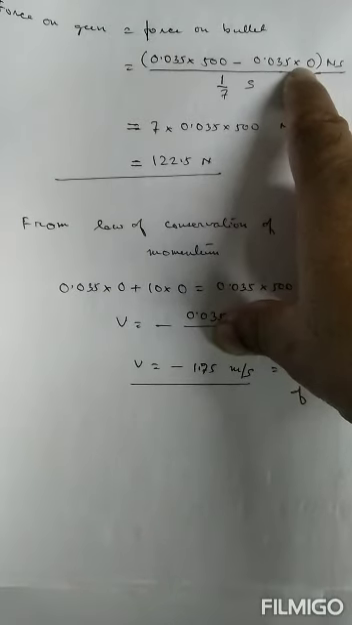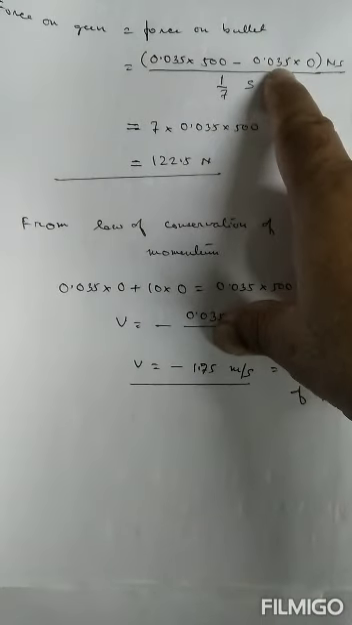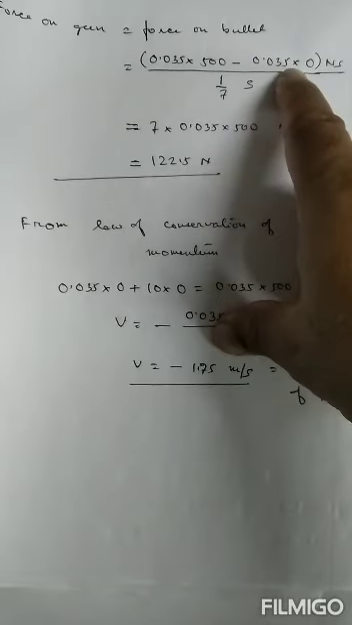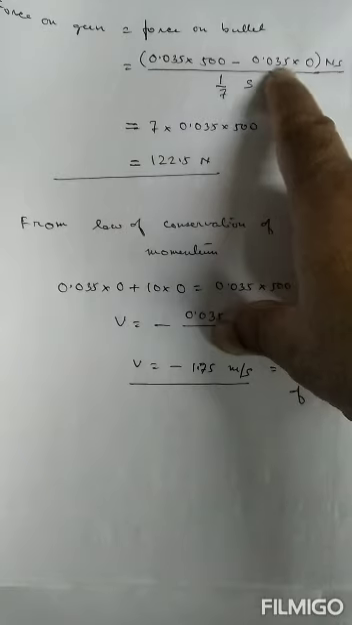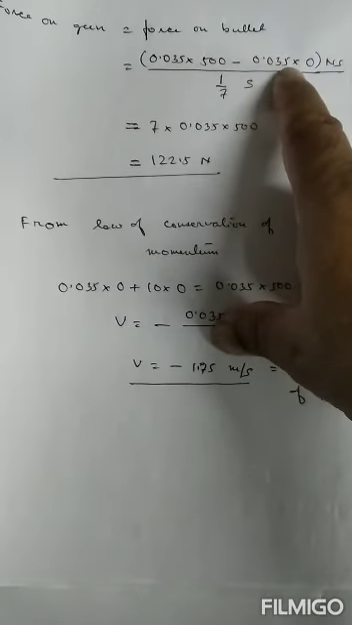And what is the mass of the bullet? 35 gram. Convert it into kg. So 0.035 kg, because 1000 gram is 1 kg. Therefore 35 gram is equal to 0.035 kg.